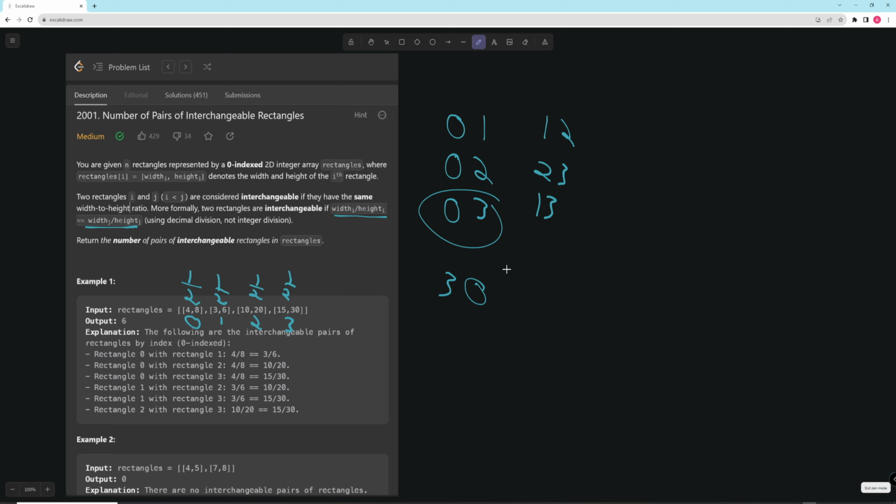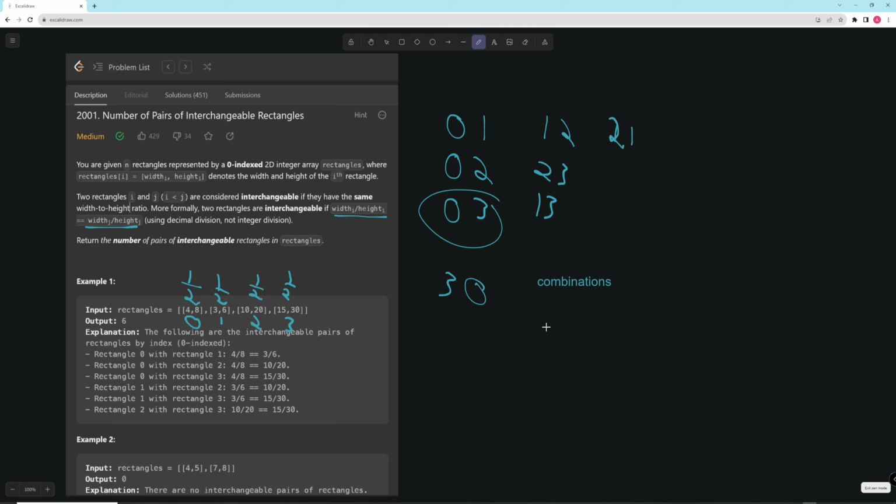From other problems we've done, you need to recognize that this is a combinations problem. Combinations means you don't have duplicates. Permutations would double all of these, because you'd have 2, 1 as well as 1, 2.